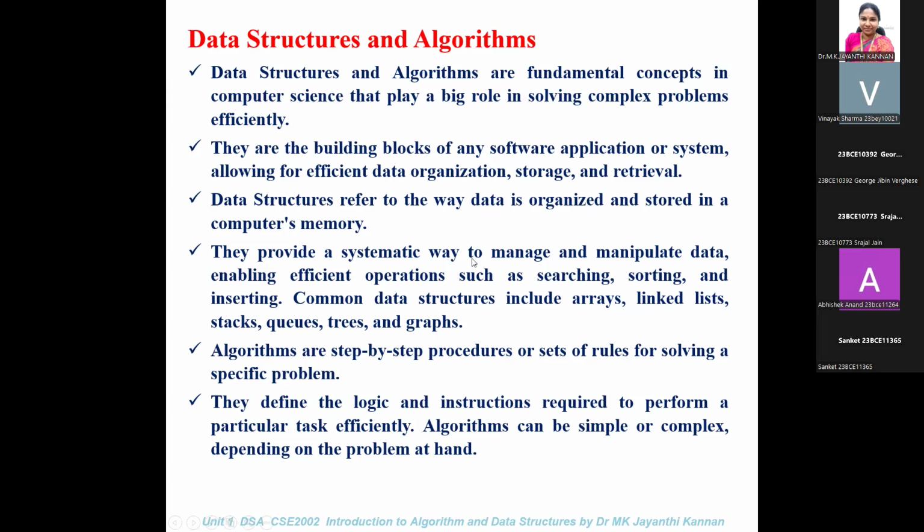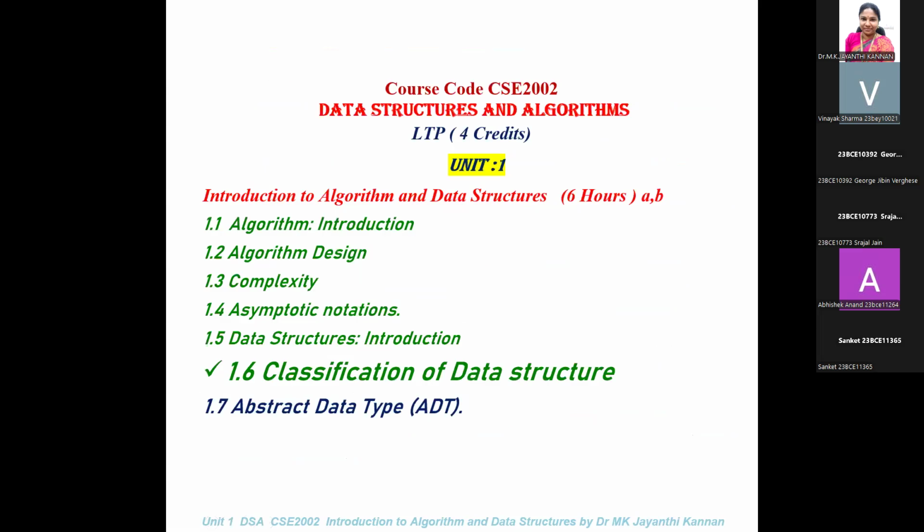It provides a systematic way to manage and manipulate data, enabling efficient operations such as searching, sorting, inserting. Common data structures include array, linked list, stack, and queues. Algorithms are step-by-step procedures. They define the logic and instructions required to perform a particular task efficiently. Algorithms can be simple or complex depending on the problem-solving method at hand. So any doubt, what is a data structure and what is an algorithm? Introduction part.